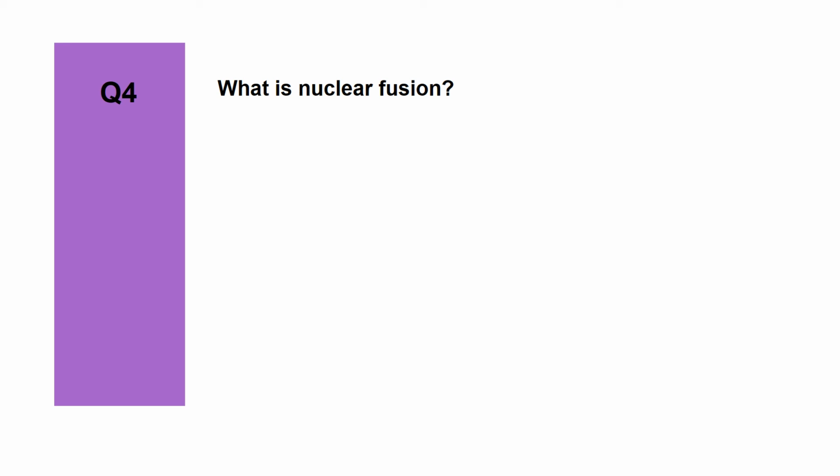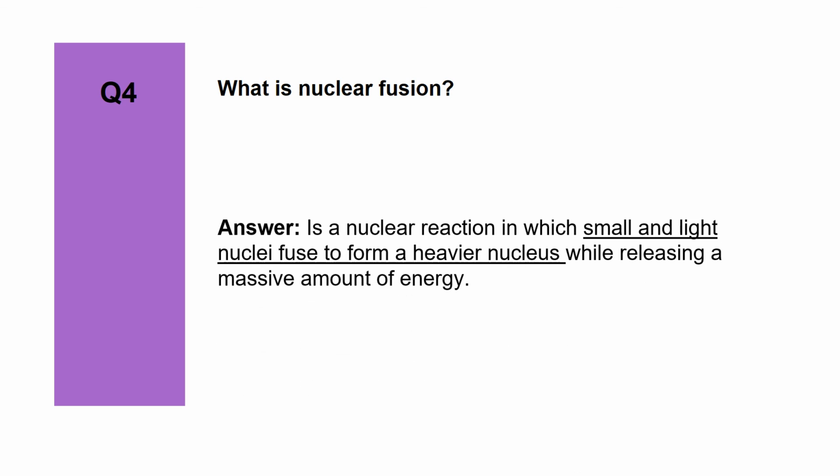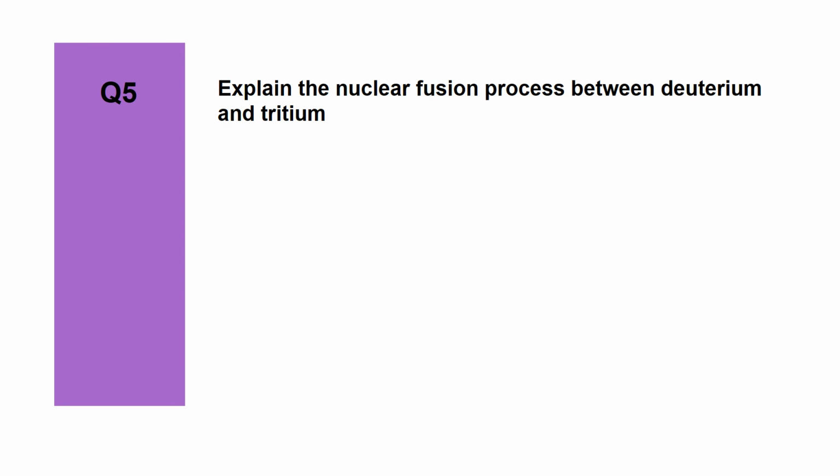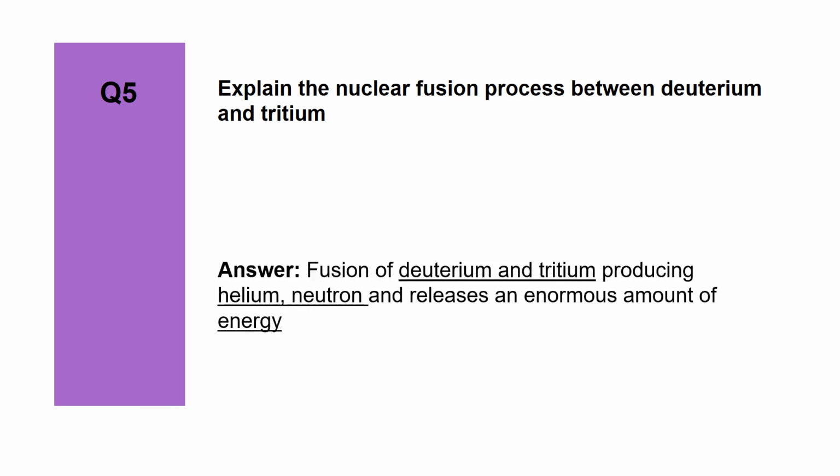Question number 4. What is nuclear fusion? The answer is nuclear fusion is a nuclear reaction in which small and light nuclei fuse to form a heavier nucleus while releasing a massive amount of energy. Question number 5. Explain the nuclear fusion process between deuterium and tritium. The answer is fusion of deuterium and tritium produces helium and a neutron, and releases an enormous amount of energy.